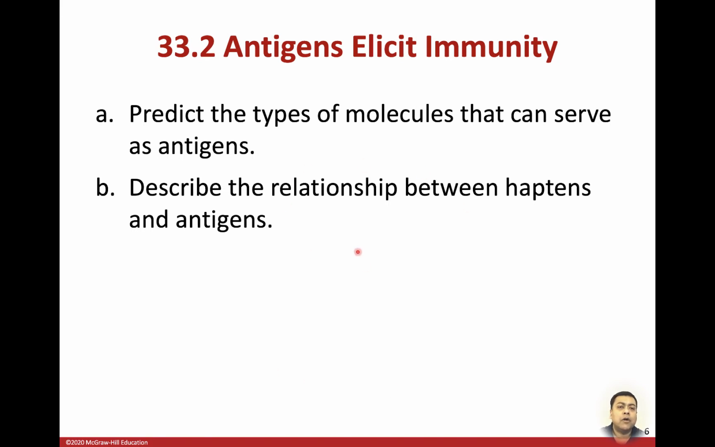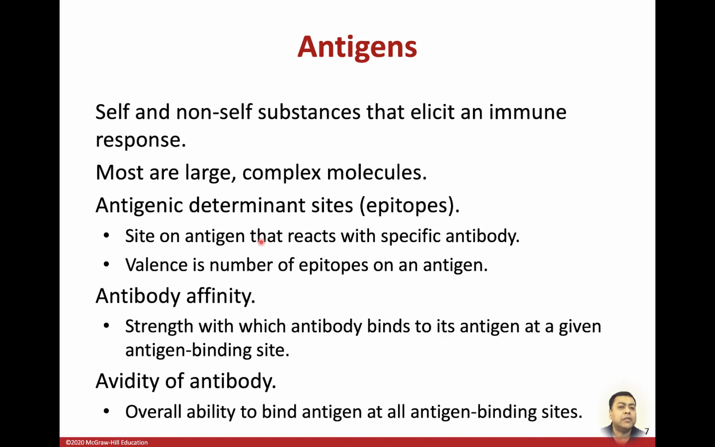Next we are going to talk about how antigens elicit immunity, and the types of molecules that can serve as an antigen. We are also going to talk about the concept of what a hapten is and the relationship of haptens to the antigen. Antigens are non-self substances that elicit an immune response, also called an immunogen. It must be a large complex molecule, and each of these antigens has some determinant sites which are called epitopes. And the epitope, this word is very important, is a site on the antigen that reacts with a specific antibody.